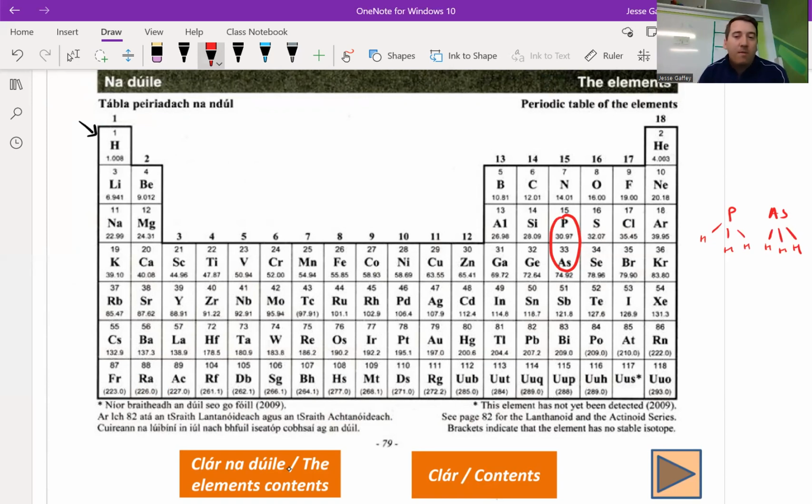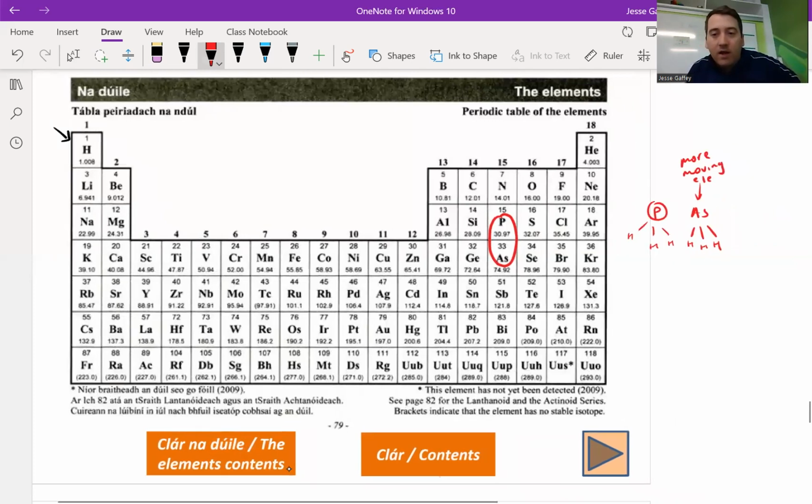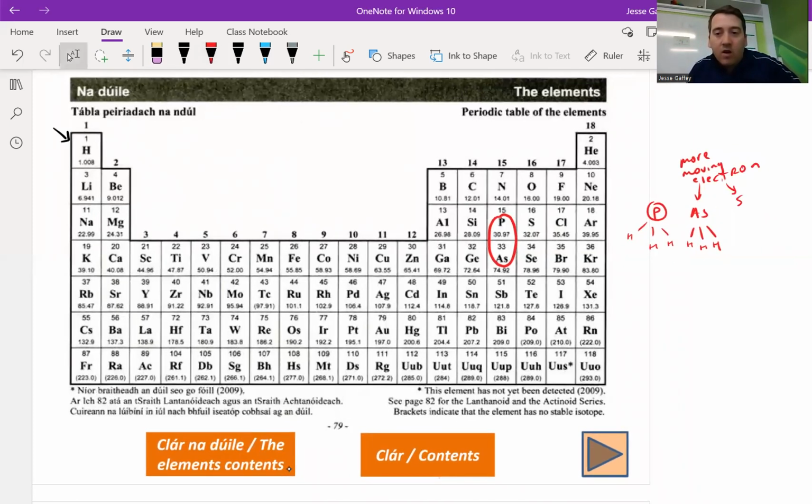Okay, so hopefully you remember that van der Waals forces are caused by electrons moving inside the atom. Random movement of electrons creates tiny temporary dipoles. And the more electrons we have, the stronger the van der Waals forces are going to be. So because arsenic is a bigger atom than phosphorus, it has more electrons, so more moving electrons. And this creates, therefore, stronger van der Waals forces, which is going to affect the boiling point.